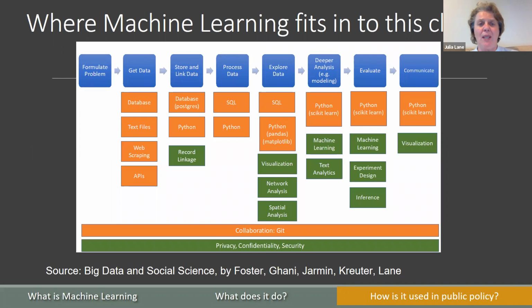So this essentially is the organizational structure that we have set up for these classes. And what you'll see is formulating the problem, getting the data, storing and linking the data, processing it, exploring it, and then the deeper analysis is machine learning in here, and then evaluating it. So this is kind of where the machine learning fits in to the public policy process. It's part of the bigger package of understanding the question, how you're going to do the work and do the analysis.